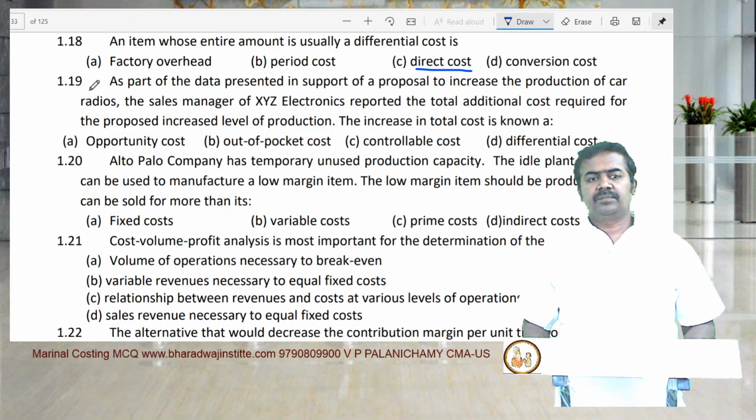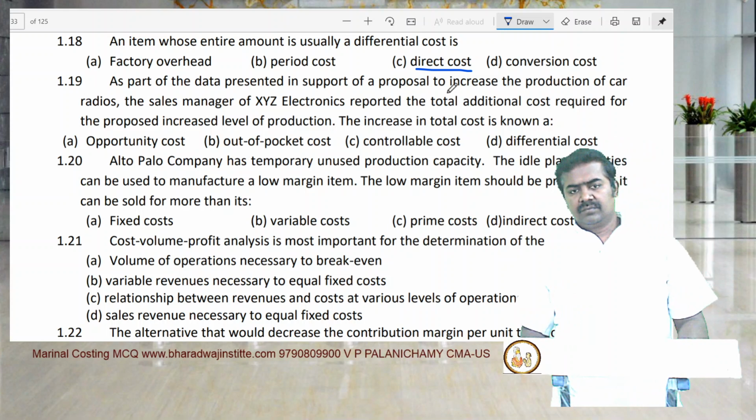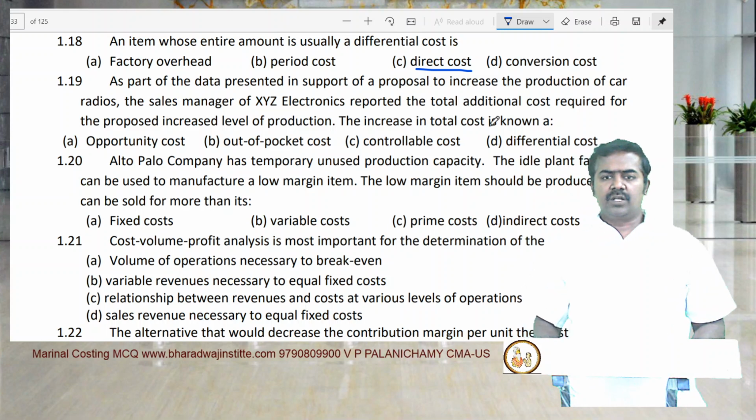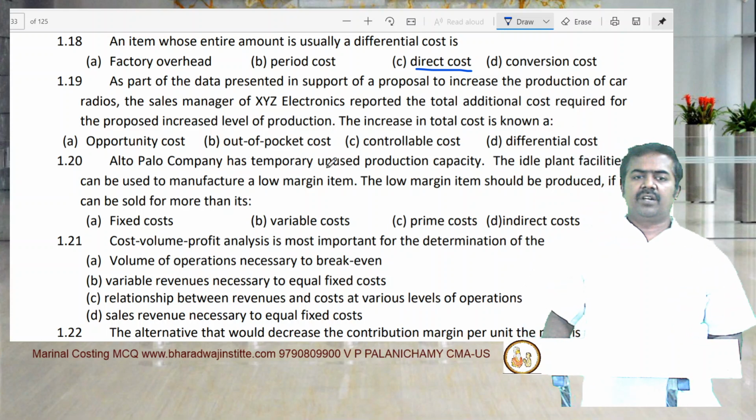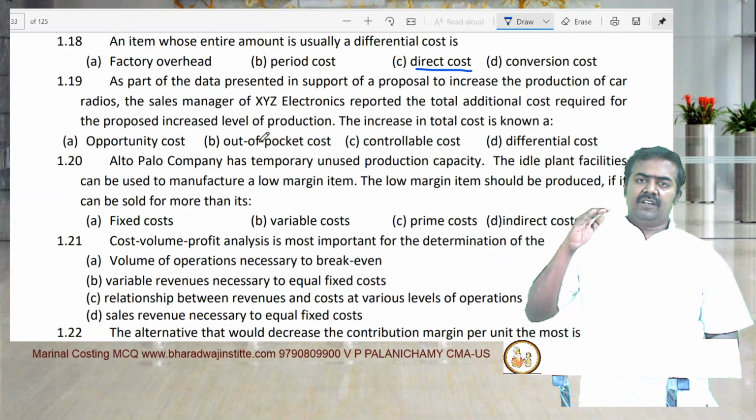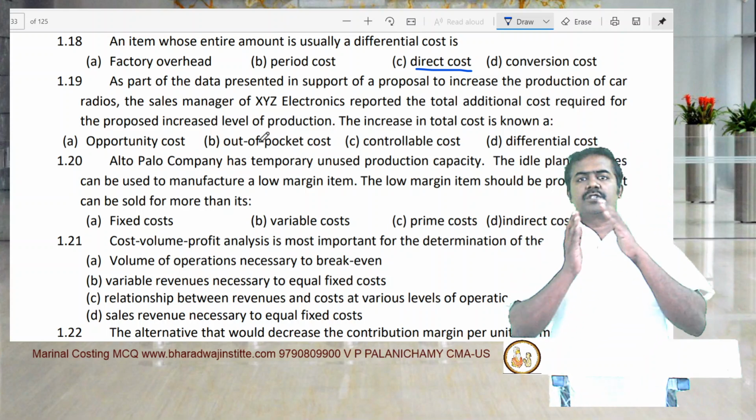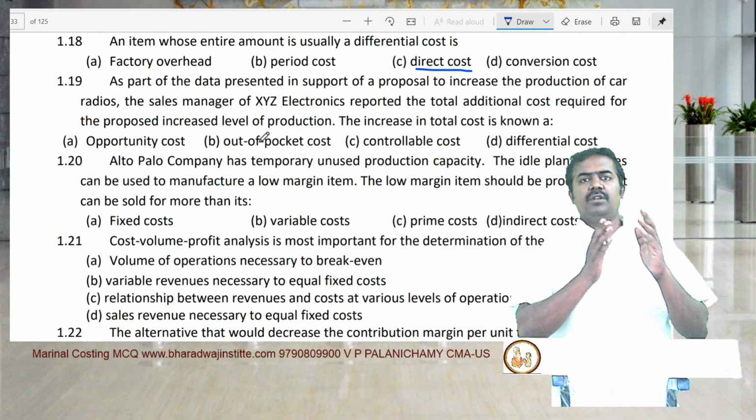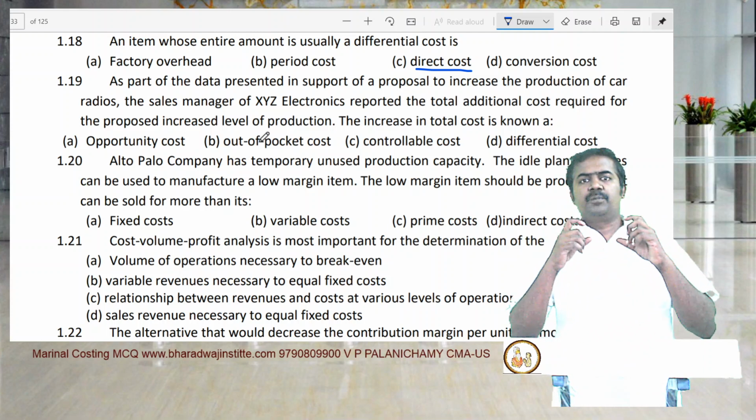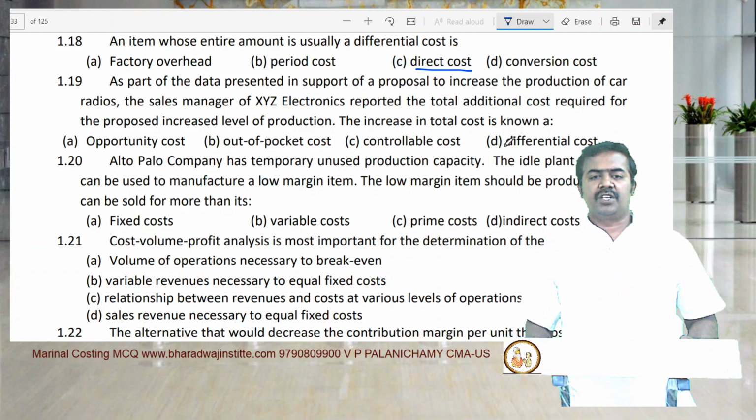1.19, read through that. They want to increase the car production. The sales manager reported total additional cost required for increase in the level of production. When there is a change in the level of production from 4,000 units to 5,000 units, 40,000 units to 80,000 units, like that, when you report the total change, that is called as differential cost.